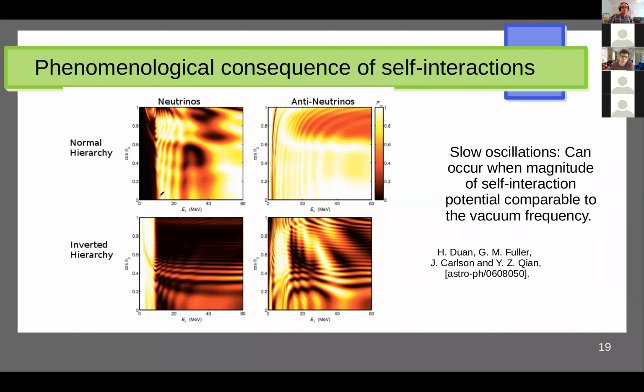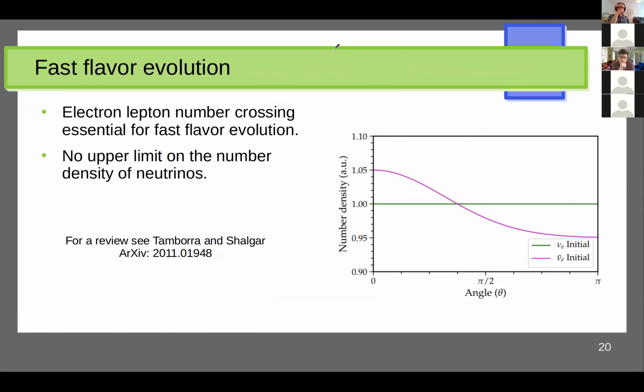However, this was done in what is called slow oscillations. That is, this kind of phenomenology is visible only when the neutrino number density is comparable to the vacuum frequency. If we have too large a neutrino number density, this kind of oscillation is not visible. However, if we have an angular distribution of neutrinos which has a specific property known as electron-lepton number crossing, then these self-interactions can cause flavor evolution irrespective of how large the neutrino number density is.